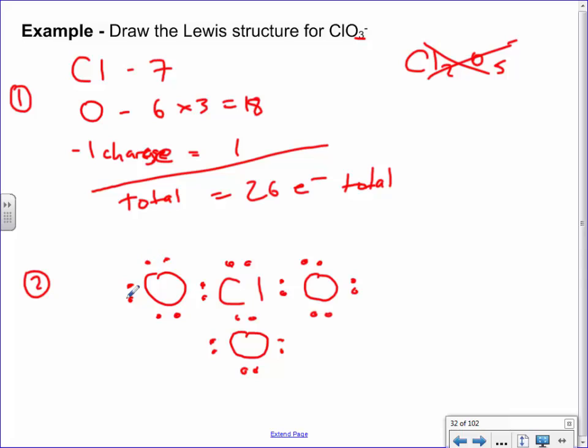But hopefully you can see here, does this oxygen have 8 electrons around it? Yeah. Does this chlorine have 8 electrons around it? Does this oxygen have 8 electrons around it? Yeah, everybody has 8. So the last thing we would do then is that if this was a Lewis structure, we'd be good. That's a Lewis structure.